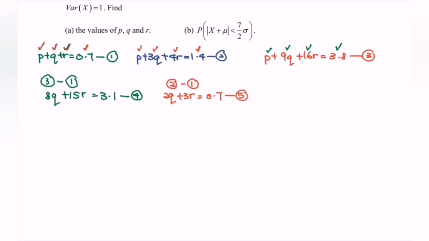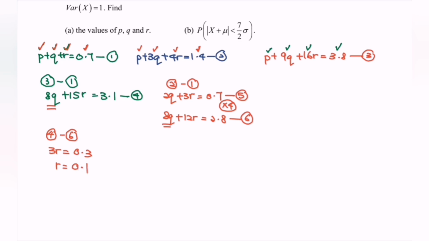By referring to the fourth equation, we have to eliminate the Q. So we have to multiply the fifth equation with 4. So we will have 8Q plus 12R is equal to 2.8, and we name it the sixth equation. Kindly eliminate the Q, where we have equation 4 minus equation 6. So 8Q minus 8Q gives 0. 15R minus 12R gives 3R, equal to 3.1 minus 2.8, which gives 0.3. Simplifying, we will have 0.1 for R.